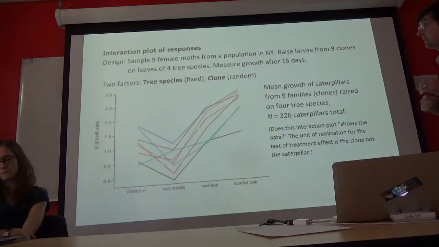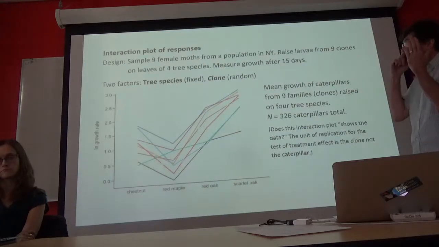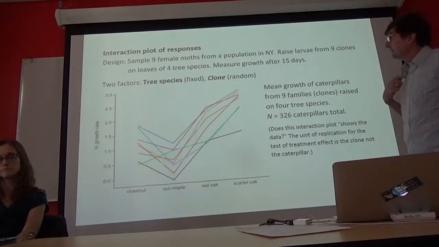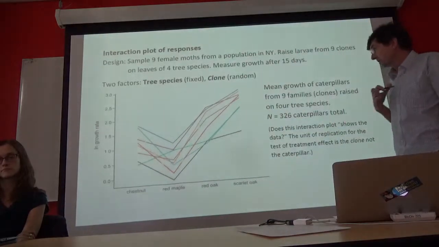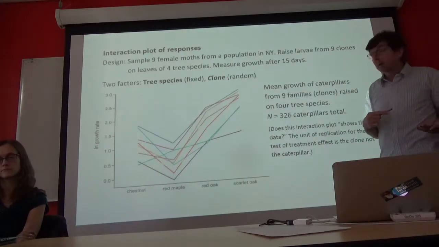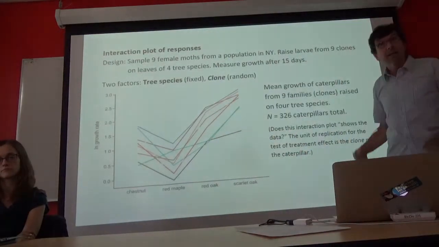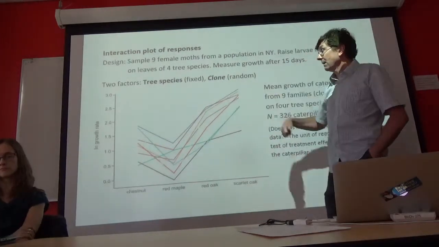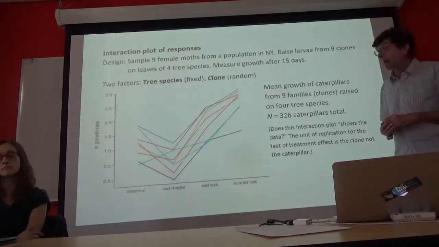The design involved 9 female moths collected from the population, and then they were bred in the lab to produce a large number of larvae, hundreds of them. And then in each clone, multiple larvae were raised on each tree type. So the distinction now from the Harley experiment is that we do have one fixed factor, tree species. That's the repeatable thing. I could go out and repeat this study on the same species of tree, but I can't go out and repeat this study on the same clones that were used, because they were just randomly sampled from a population and they're long gone.